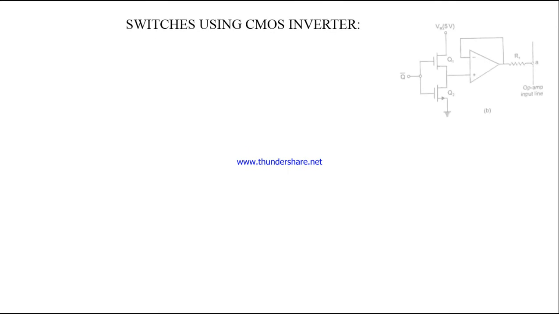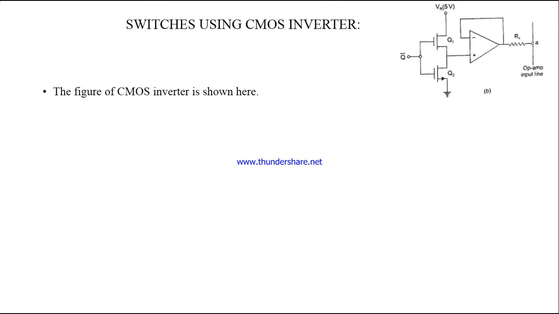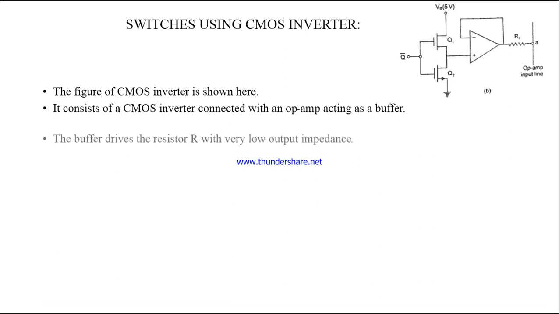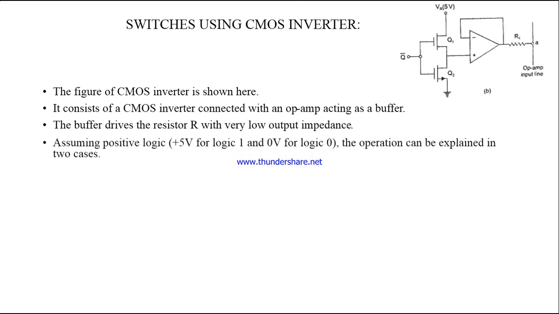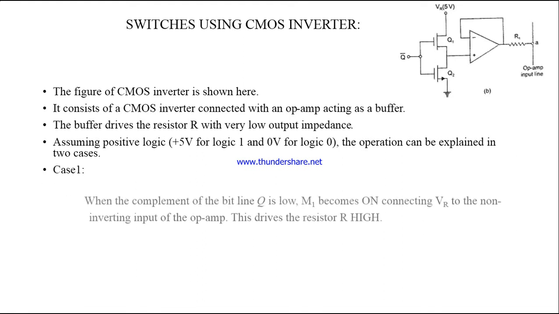And the next one is switches using CMOS inverter. This is the circuit showing the CMOS inverter. It consists of a CMOS inverter connected with an operational amplifier acting as a buffer. The buffer drives the resistor R with a very low output impedance. Assuming a positive logic, that is plus 5 volt is for logic 1 and 0 volt is for logic 0. The operation can be explained by using two cases.